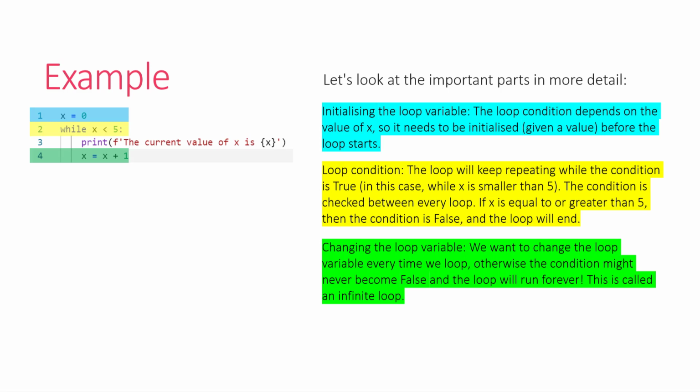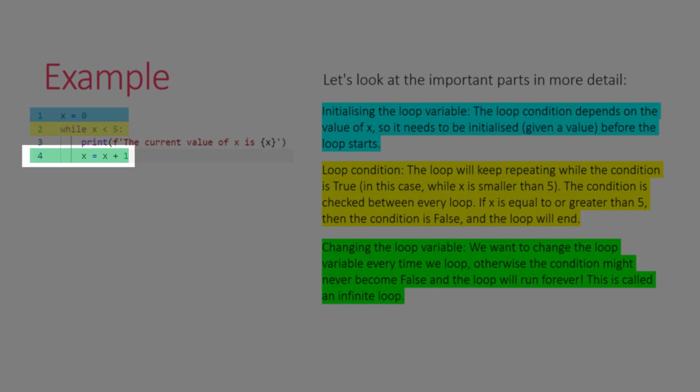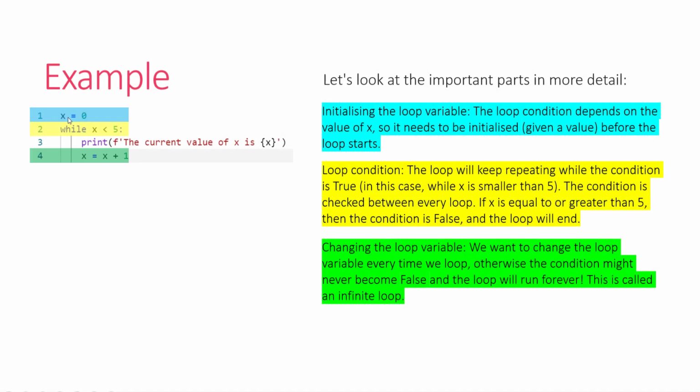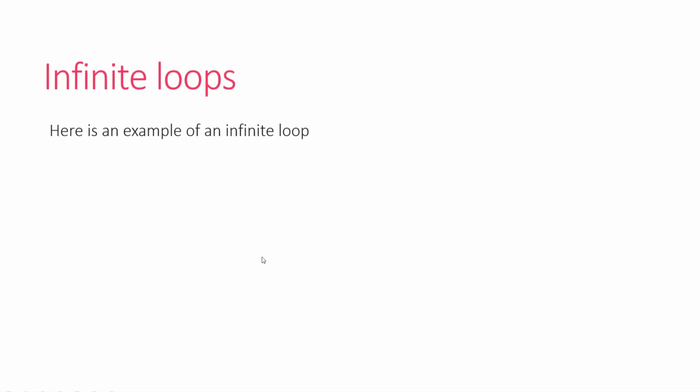And then finally, you have changing the loop variable. This is where we want to change the loop variable every time we loop, otherwise the condition might never become false and we run into what is called an infinite loop. So this is setting a counter to make sure that x does not stay on 0.